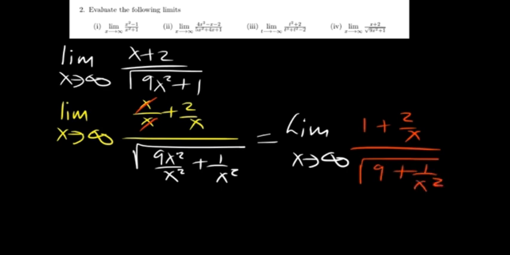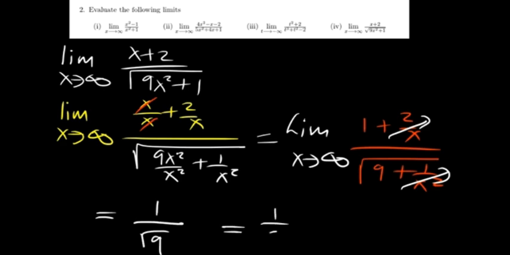So you can distribute the limit now. Every part where we have x as a denominator will be 0. So we have 1 on top remaining, and on the bottom you have the root of 9 remaining, which will eventually be 1 over 3 as a result. Simple and straightforward, right?